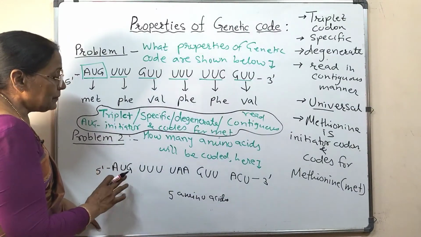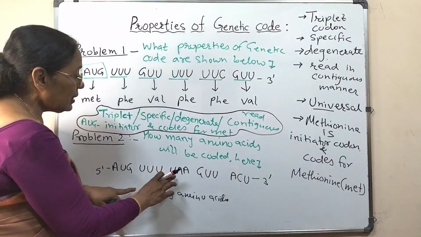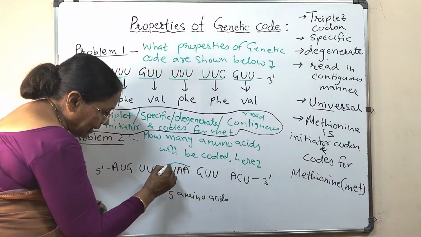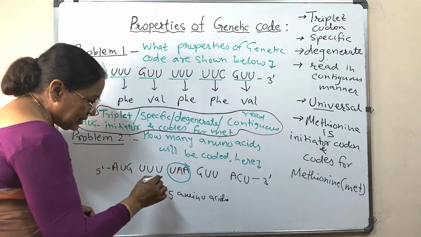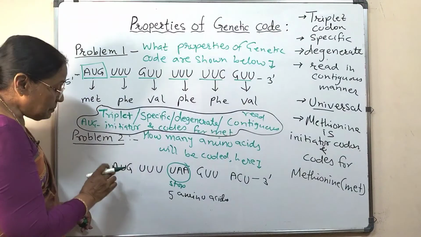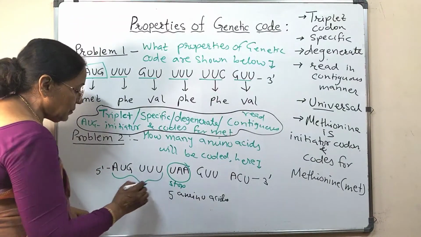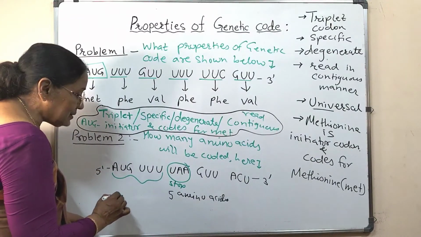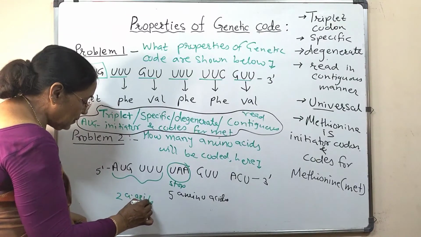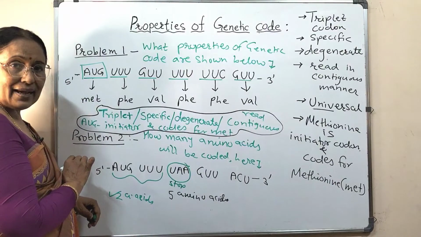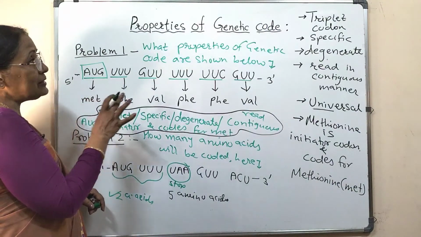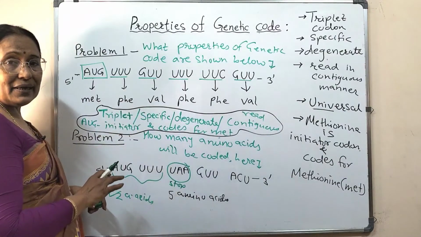See here. This one, UAA. This codon, UAA, is a stop codon. It is saying stop. That means only two. These two will be coded, and the right answer is 2 amino acids. This is the correct answer. This is how you solve the problems based on these properties of genetic code.